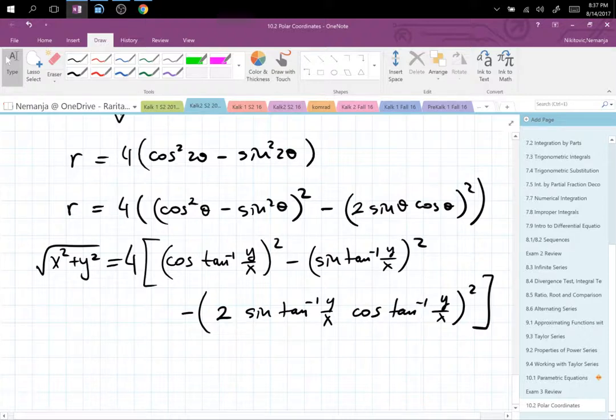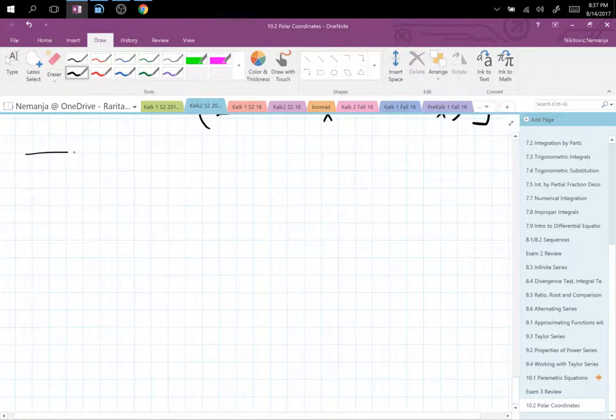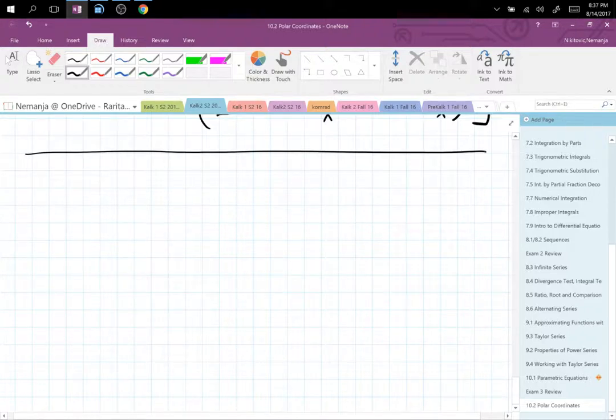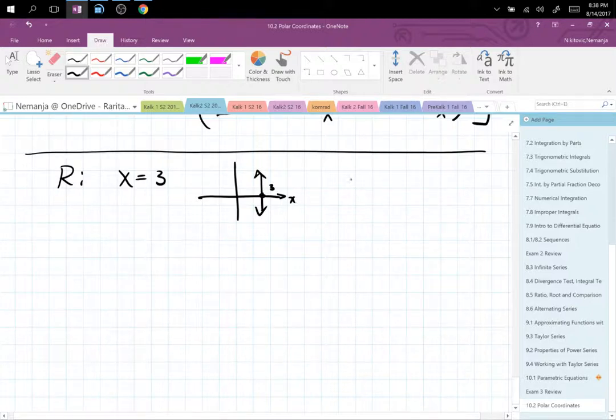Now let's see what the easiest equations represent. We know that the easiest equations that you can draw in Cartesian system are x equals a number and y equals a number. So if you are looking in the rectangular system, you have x equals, let's say, 3. It's going to be a vertical line going through 3. Or, let's say y equals -2. It's going to be a line through -2.